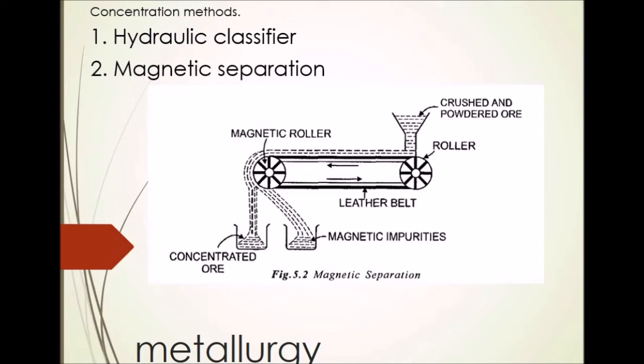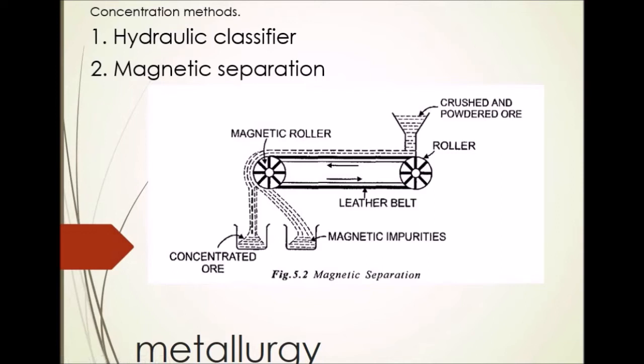In this method, the powdered ore is dropped over the conveyor belt, moving around the 2 rollers, one of which has an electromagnet in it while the other is non-electromagnetic. As the ore particles roll over the belt, the magnetic particles are attracted by the magnetic roller, as a result of which you can see it forms 2 heaps separately over here.